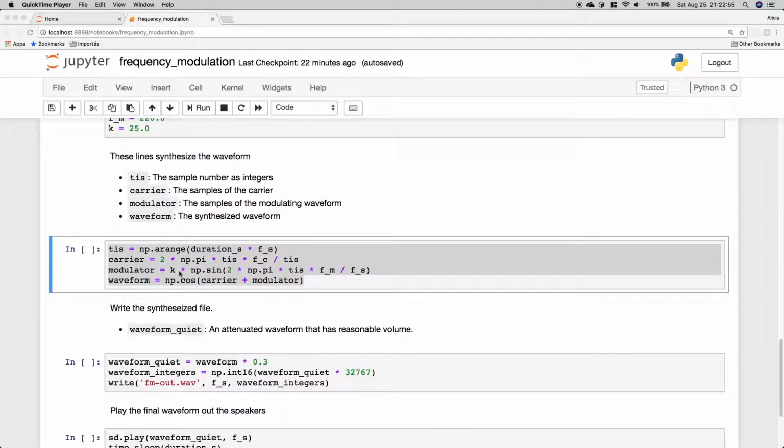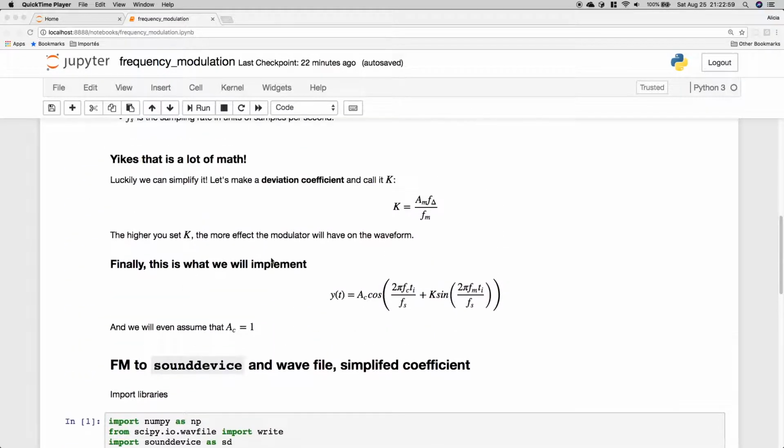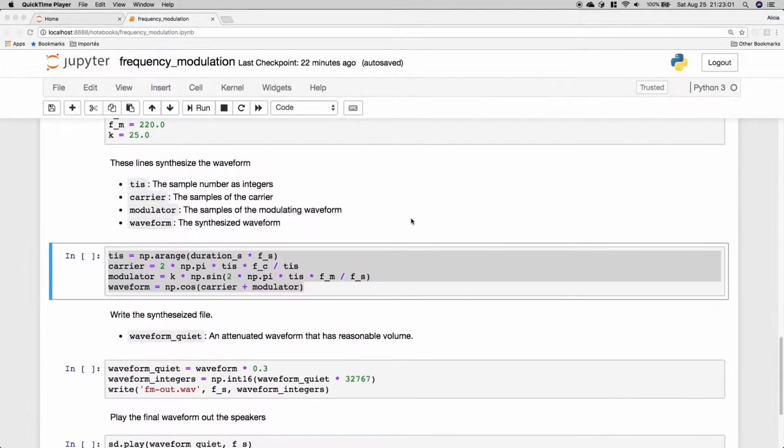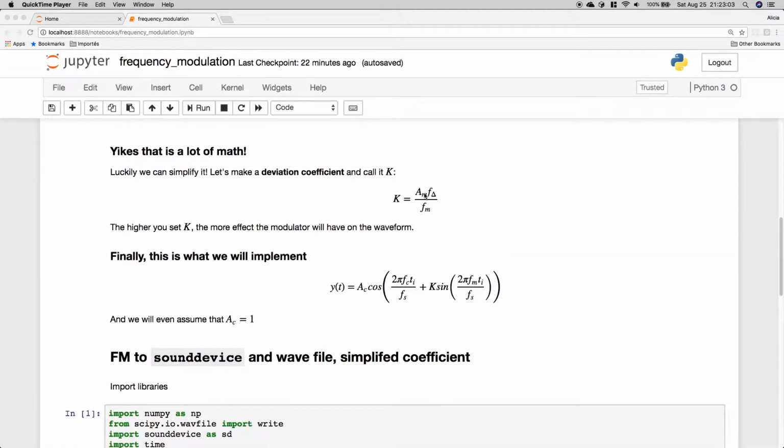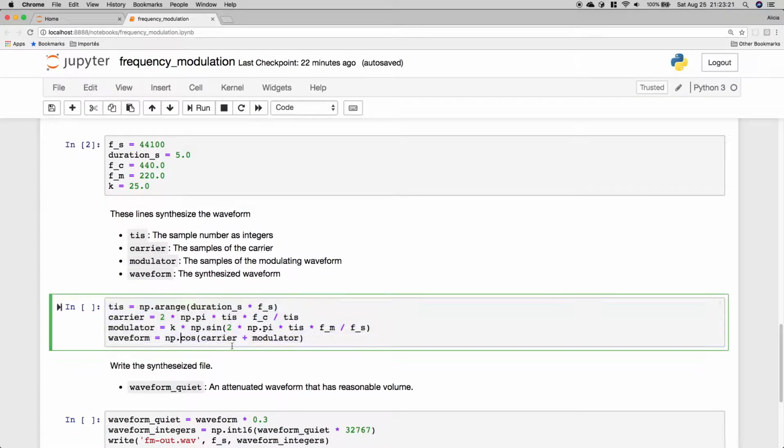And then the modulator is going to be K, which is our coefficient that we created here, and we don't care about all this blob of stuff on the right side. We just care about turning K up. So it's just K times np.sin of all that stuff. Then the waveform, remember I was talking about the carrier term and the modulator term, it's just np.cos of carrier plus modulator. And since we're assuming the amplitude of the carrier is 1, that's all we need.